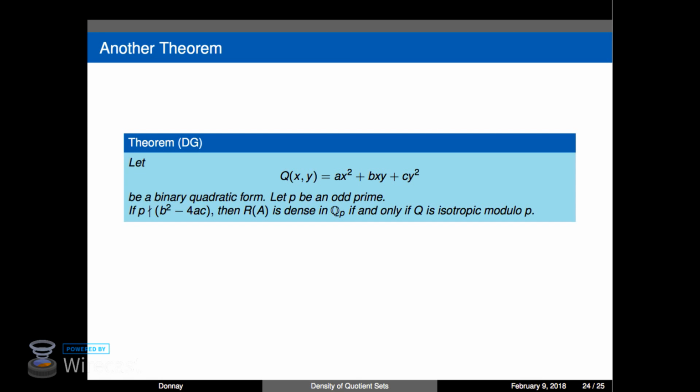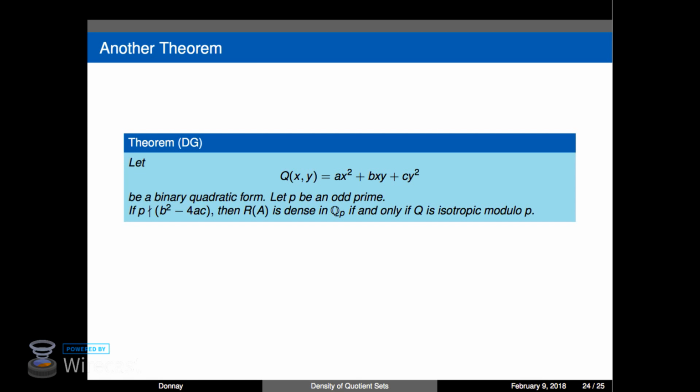We fix an odd prime, and then we say we want to make sure the prime doesn't divide b squared minus 4ac. It turns out b squared minus 4ac is called the discriminant of the quadratic form, and you can think about it like the last name of the quadratic form. So a bunch of quadratic forms have the same discriminant, they have the same last name, they have similar properties, but they're not exactly the same.